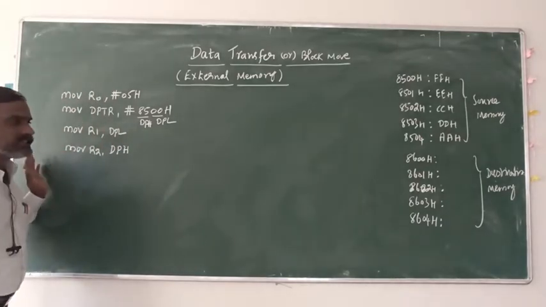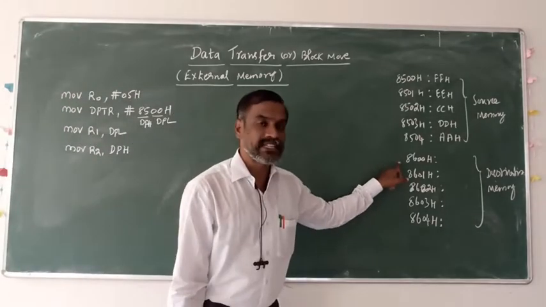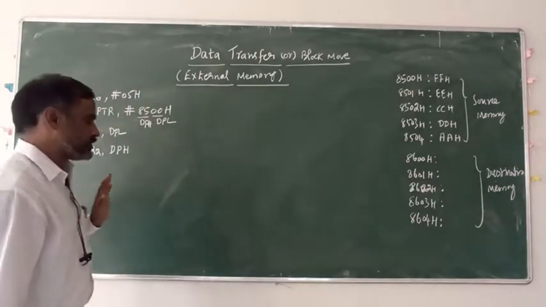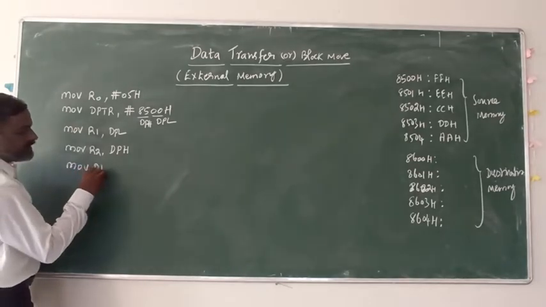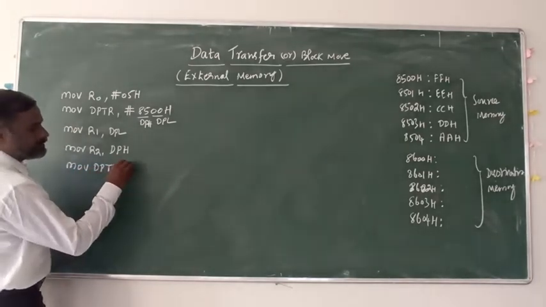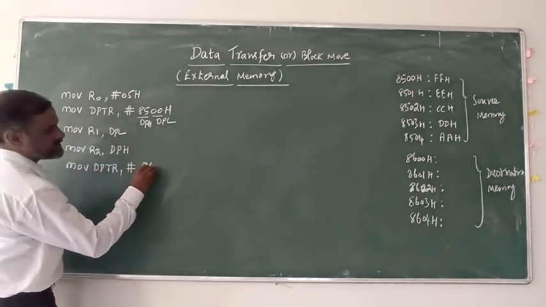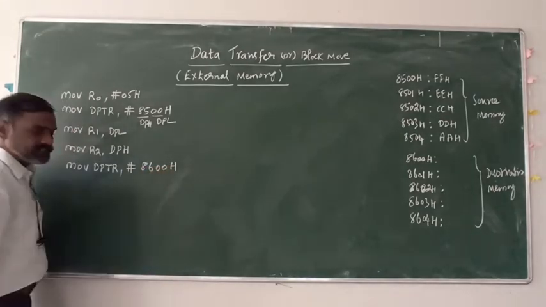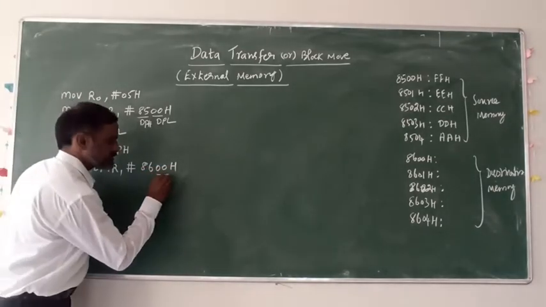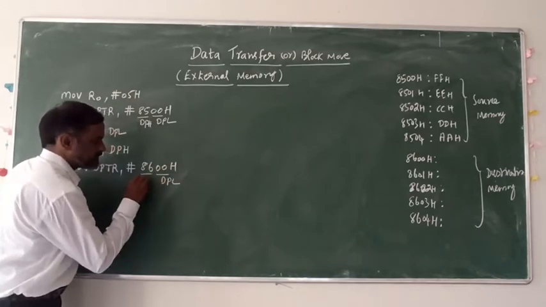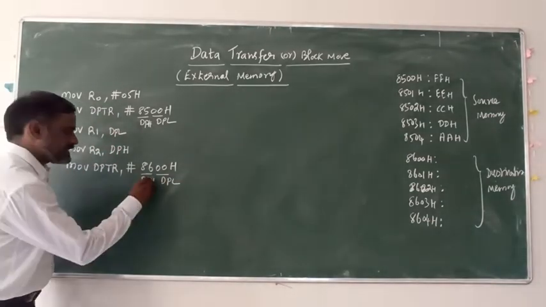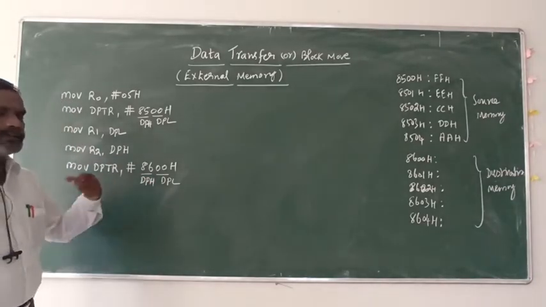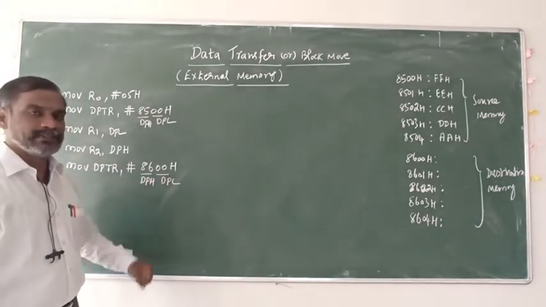Okay. Next, to initialize the destination address in the data pointer, we can use the same instruction, MOV DPTR, #8600H. Now this is DPL and this is DPH. Now the destination address is available in the data pointer, DPL and DPH.